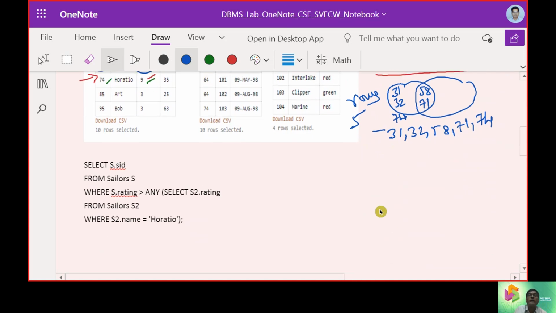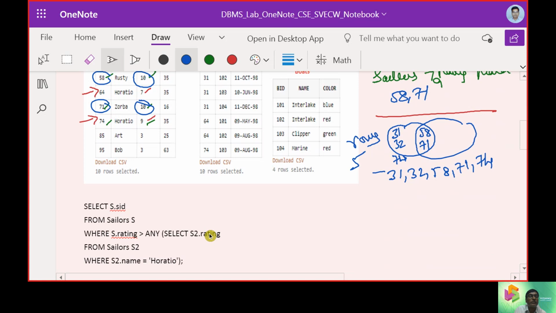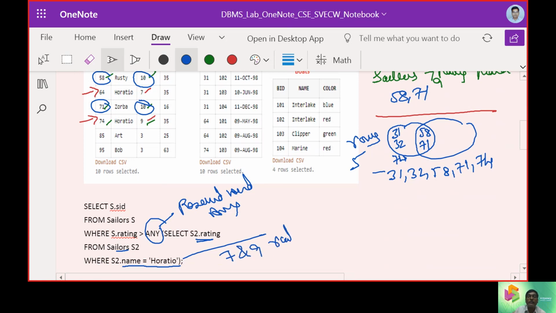Now, let us move to the query part. Where name is equal to Horatio, we are going to use the reserved word ANY here. Select S2.rating from Sailors S2 where S2.name is equal to Horatio. So it is the 7 and 9 ratings. Okay, the ratings were 7 and 9. So this was the answer.